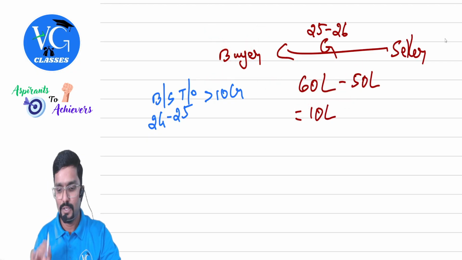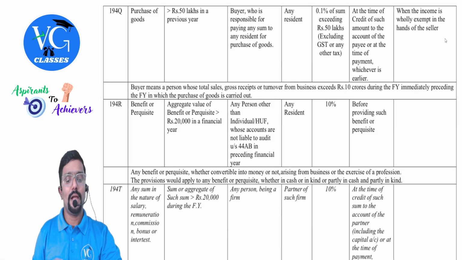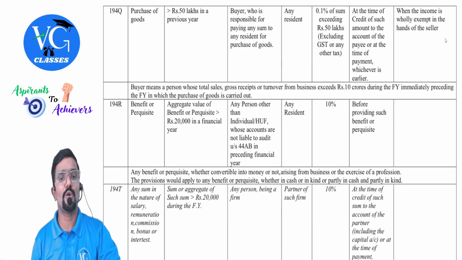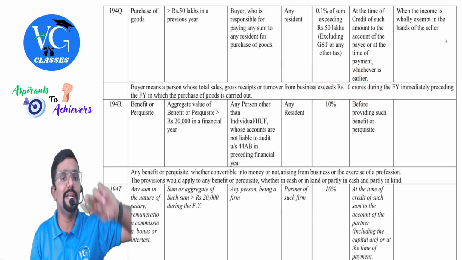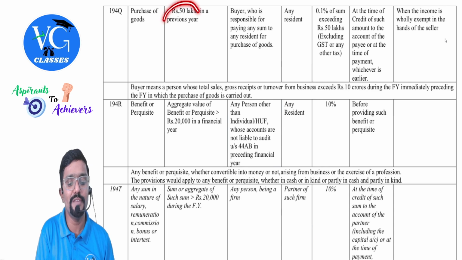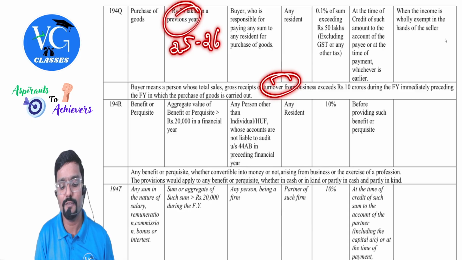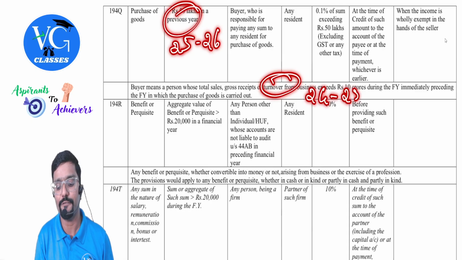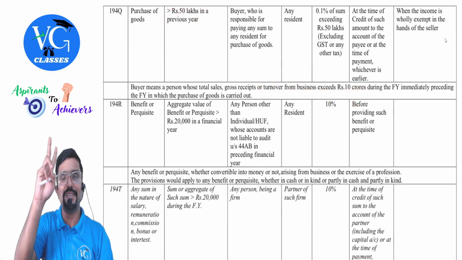Clear? Yes. So, you can see here, I have given, first let me read this. Buyer means a person whose total sales or gross receipts or turnover from the business exceeds 10 crore, not in the current year, during the financial year immediately preceding the financial year in which the purchase of goods is carried out. Guys, in our case, purchase of goods will be made in which year? 25-26. So we need to check this turnover for which year? 24-25. So two conditions have to be satisfied, guys.